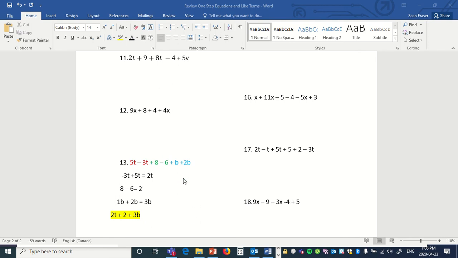So find the like terms. You have to identify the like terms. That's step number 1. Step number 2 is add those like terms together or subtract them from each other, whichever it is, and then put them together. So you got to find out the like terms. I don't think I was clear on the like terms.